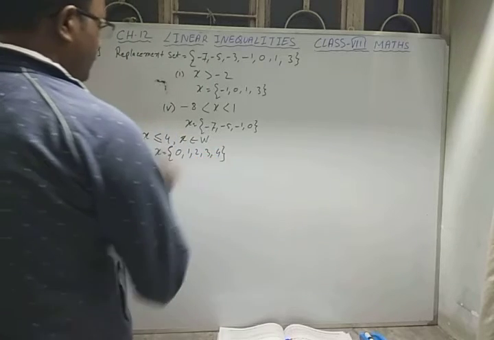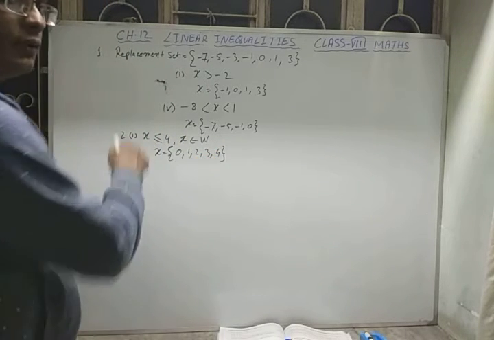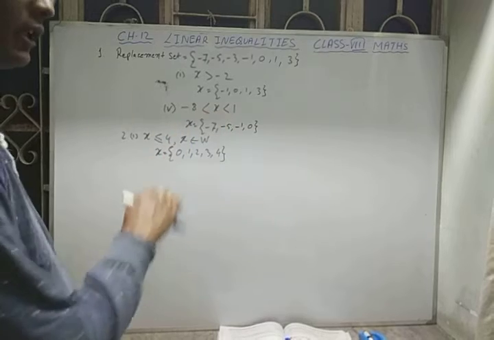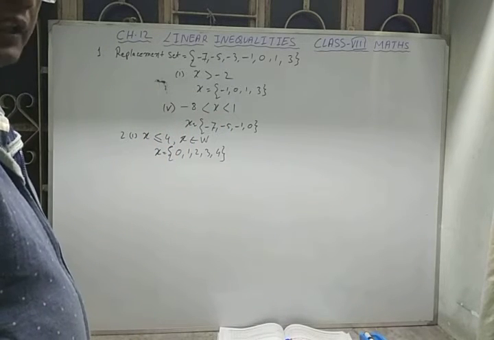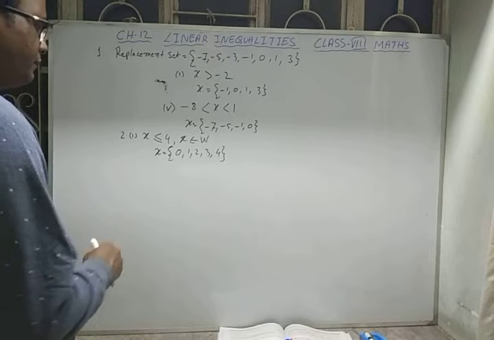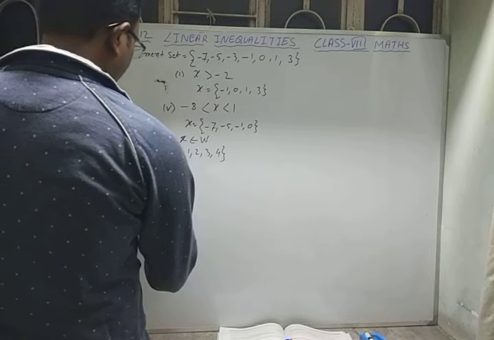Now why have I taken 4? Because the less than or equal to sign is given. All the values which are less than 4 and equal to 4, so we have to select 4 also. Now you have to represent it on a number line. How will you represent it?